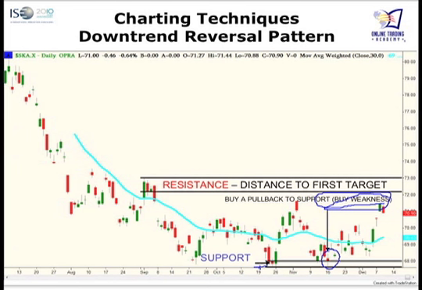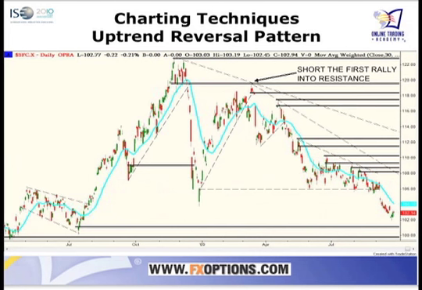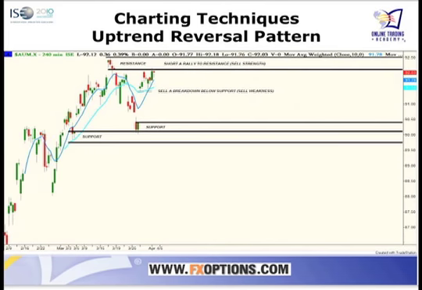Here we have reversal patterns in an uptrend. Actually, we had an opportunity to short a rally. If you're somebody that likes to sell strength, you could short this first rally into a resistance area. And here's an opportunity coming up right here in the Australian, this is the new ISM Australian cash index.